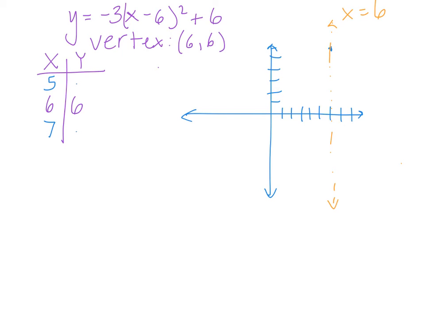So let's plug 5 back in. Negative 3 times 5 minus 6 squared plus 6. And we get 3. So that means that this point is 3, and also this point is 3. So at 5, we're at 3, and at 7, we're at 3. So that was not well done, but there's your graph. With those 3 points, that's all you need to make your graph.